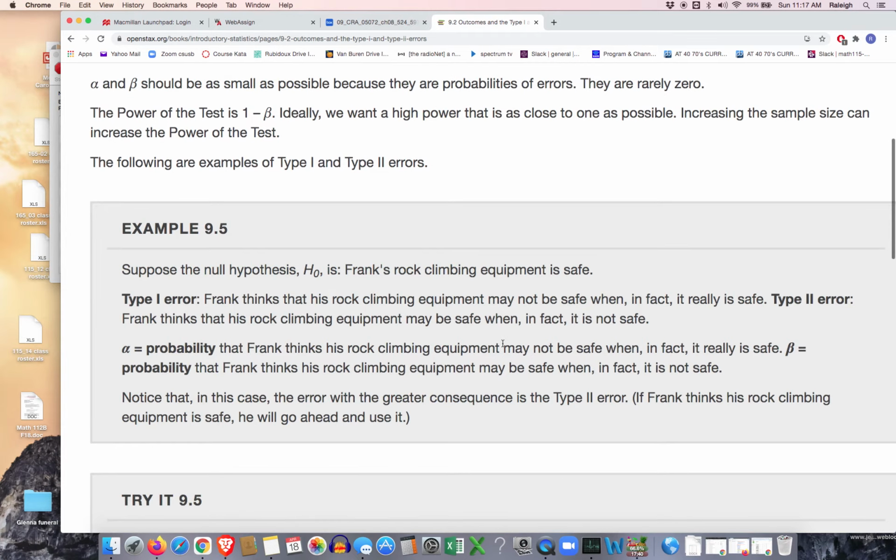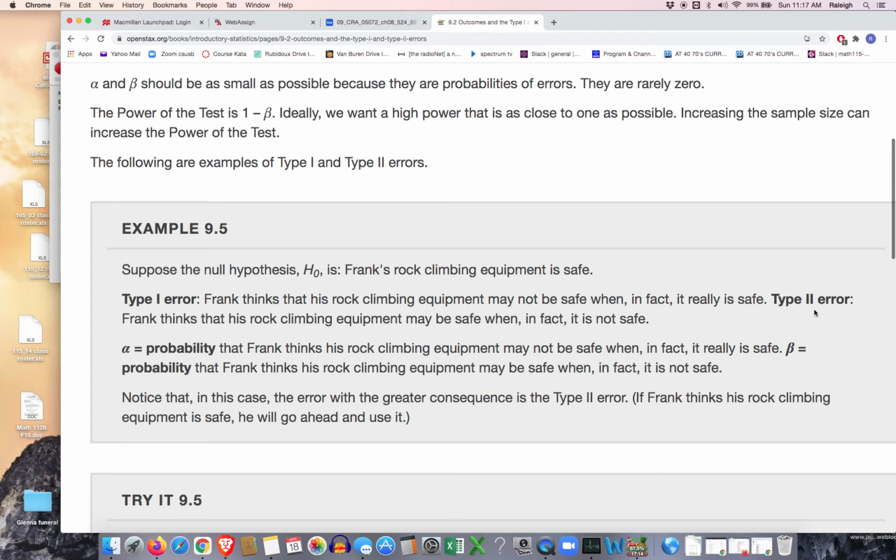Okay, here's some other examples that they have put in. Suppose that H0, the null, is that Frank's rock climbing equipment is safe. So what about the type 1 error? Frank thinks his rock climbing equipment may not be safe, so we're rejecting the H0, even though H0 really is true. So he's being overly cautious here. He thinks, oops, this might not be safe. But it turns out that if you really looked at it carefully, it really, really is safe. So that's something that would be annoying, but certainly not life-threatening.